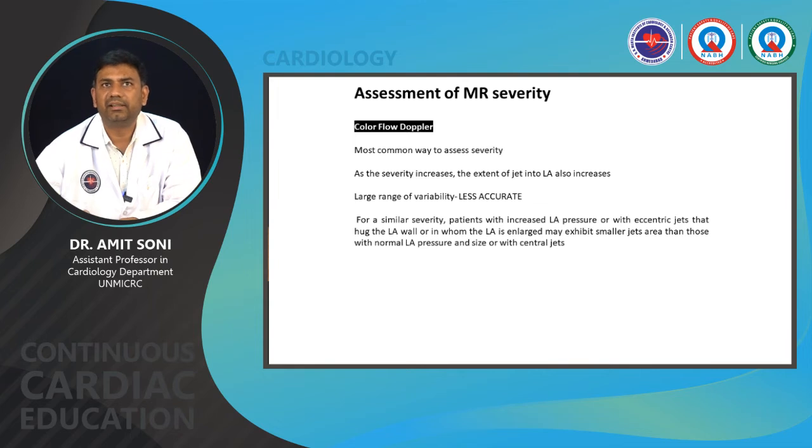So, assessment of mitral regurgitation severity by color flow Doppler is the most common way of assessing severity. As the severity increases, the extent of the jet into the LA also increases. There is a large range of variability. This is a less accurate method, but it is most commonly used. For a similar severity, a patient with increased LA pressure, an eccentric jet that hugs the LA wall, or an enlarged LA may exhibit a smaller jet area than those with normal LA pressure and size, or with central jets.